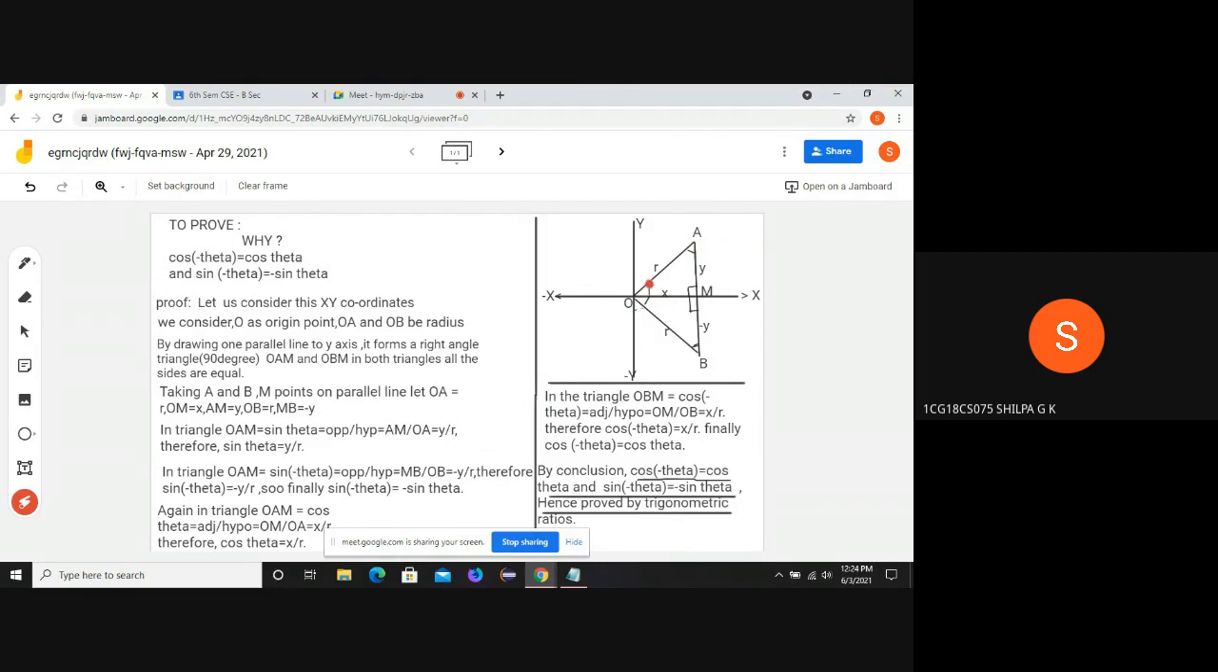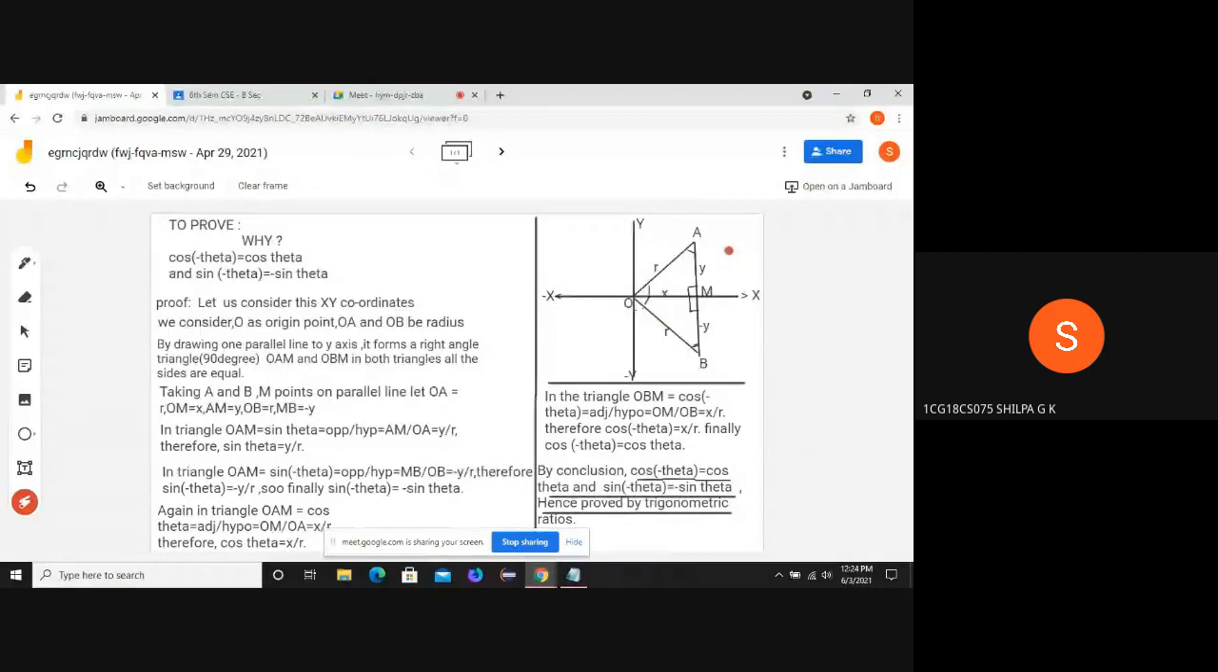In the circle of radius R, the radius OA makes an angle theta with the x-axis, which is positive theta. And if we move downwards in the clockwise direction, we get another radius, OB. The angle between the x-axis and this radius is again theta, which is negative theta. This is positive theta. This is negative theta.